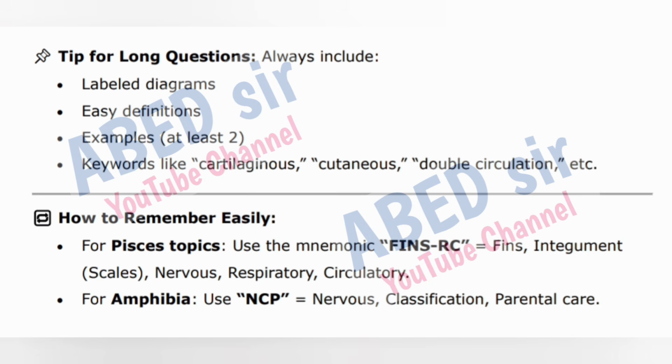Tip for long questions: always include labeled diagrams, easy definitions, and at least 2 examples. Keywords like cartilaginous, cutaneous, double circulation, etc. How to remember easily? For Pisces topics, use the mnemonic FINS RC: fins, integument, scales, nervous, respiratory, circulatory. For Amphibia, use NCP: nervous, classification, parental care.